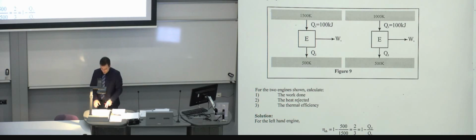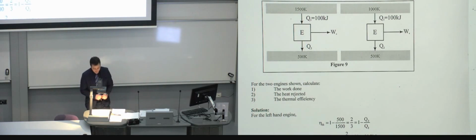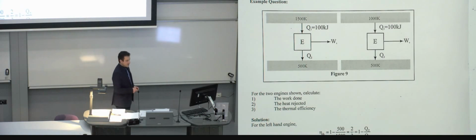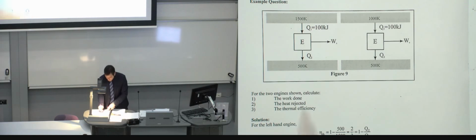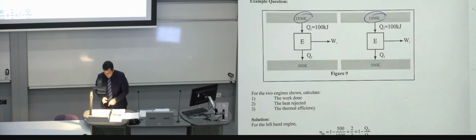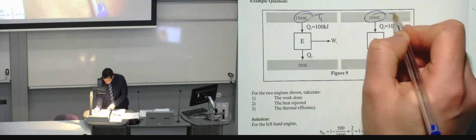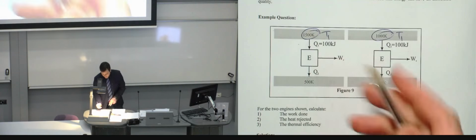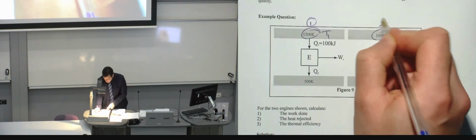So I want to look at this example now, and then very quickly go through the instructions for the quiz on Monday. This example just shows two heat engines, exactly the same heat engines, the only difference being in the temperature supplied at T1. So this is case 1, this is case 2, for example.